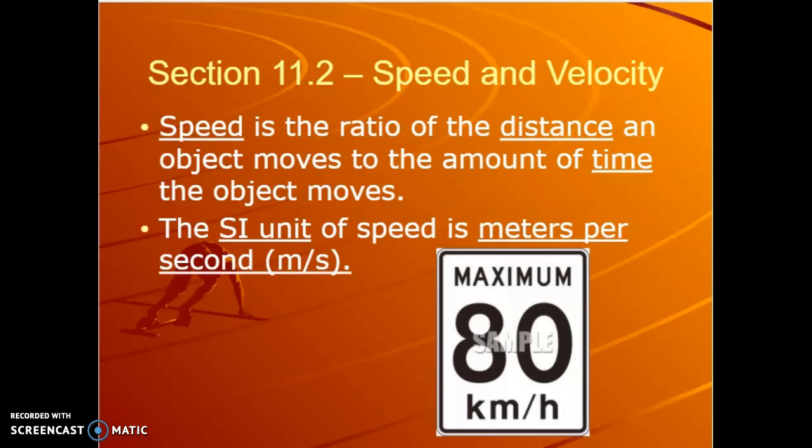So the definition of speed is the ratio of distance an object moves to the amount of time the object moves. Okay, so what this means is that speed is essentially equal to distance divided by time.